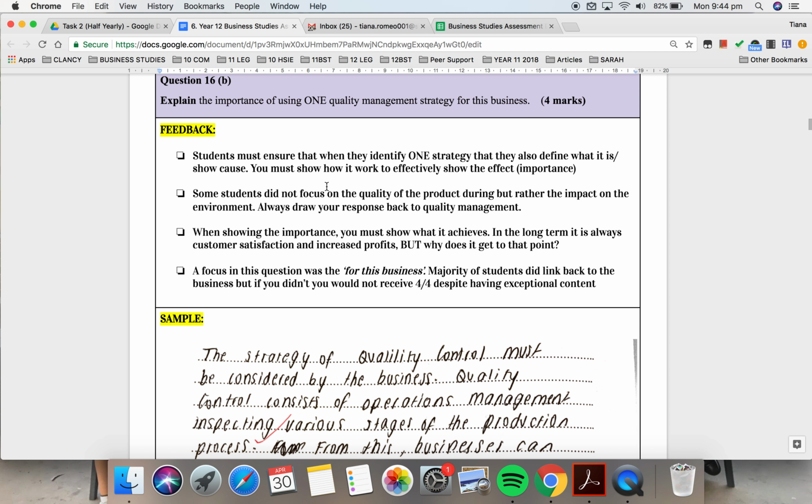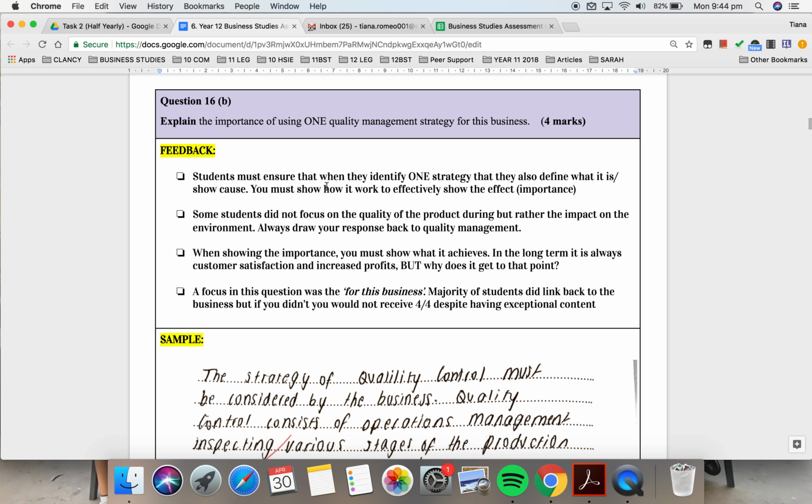Okay, question 16B. Explain the importance of using one quality management strategy for this business. Students must ensure that when they identify one strategy, they also identify what it is. So show the cause. Why are we using it? You must show how it works to effectively show the effect or the importance. If you can't show how it works, you can't show how it's important to the business.